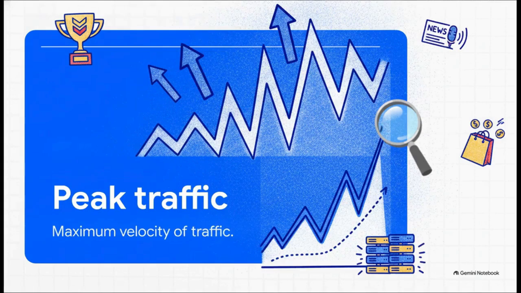So, the crucial point is this. Your system doesn't just need to survive a normal, quiet Tuesday morning. It needs to survive the digital equivalent of Taylor Swift tickets going on sale. And that brings us to peak traffic, the absolute maximum velocity of traffic your system will experience.